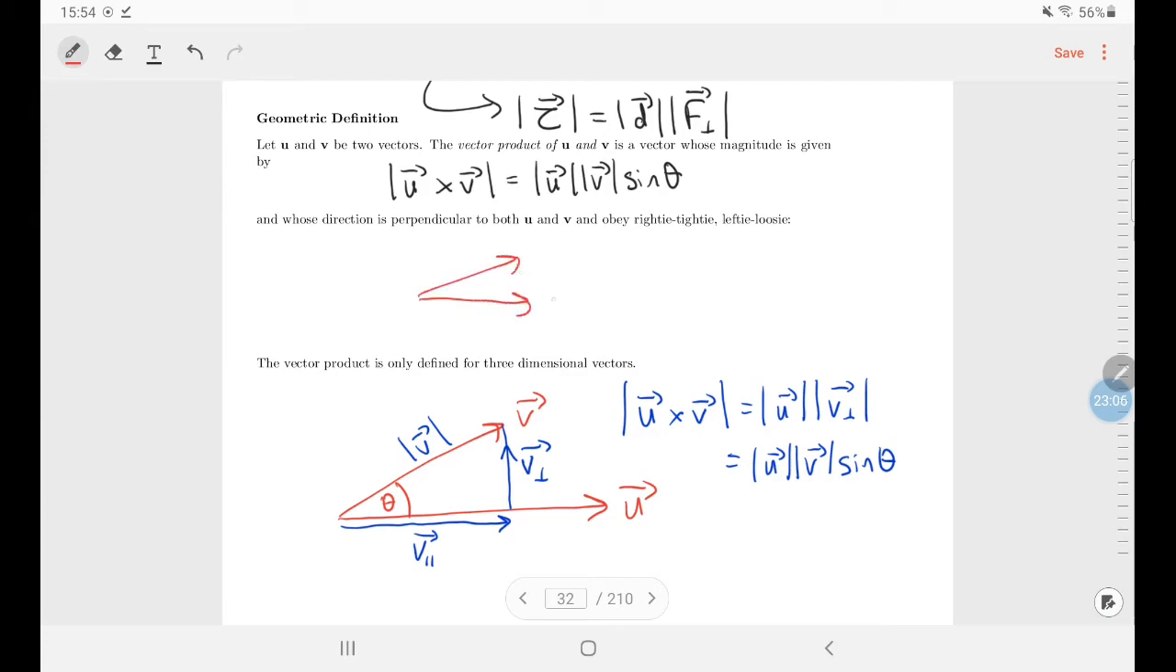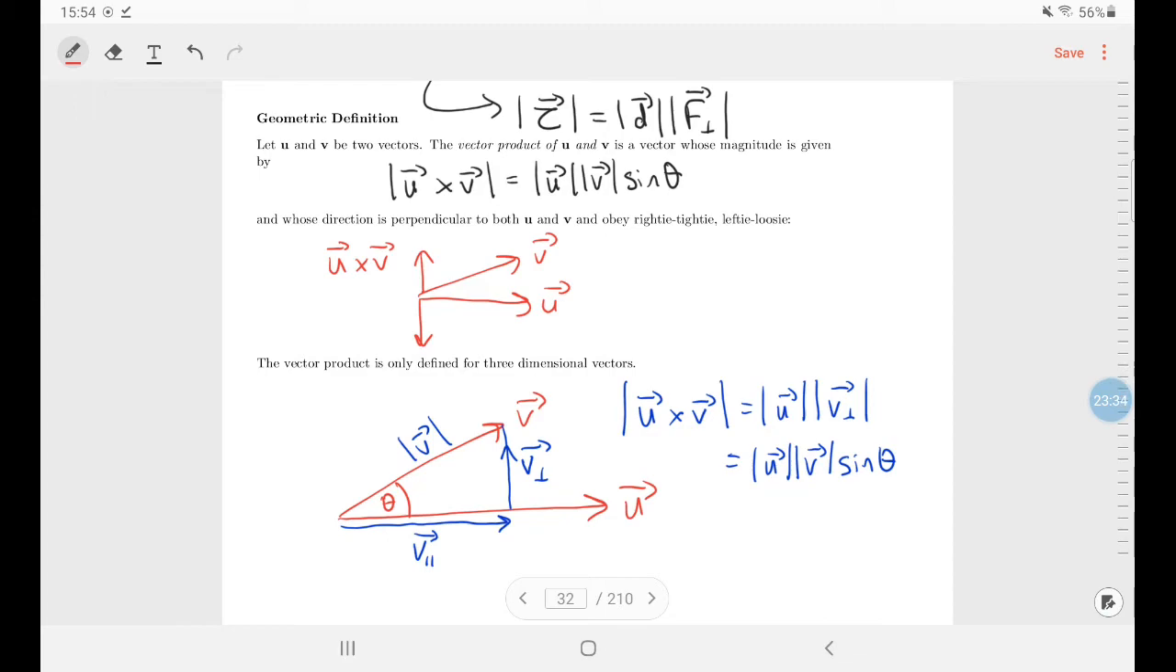So that's u and v. Imagine these are on the floor. There's two options. It could go down, it could go up. They're the only directions that are perpendicular to the floor. In this case, when you have it like this, it's up, if it's a right hand rule, it goes like this. So we've described the direction, and we definitely described the magnitude, so that actually defines the vector product.